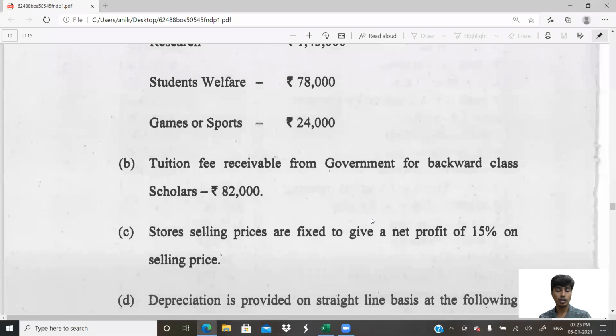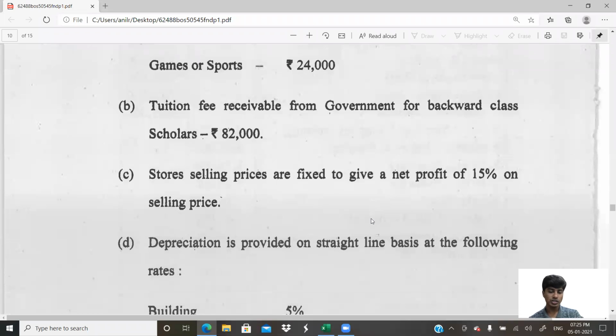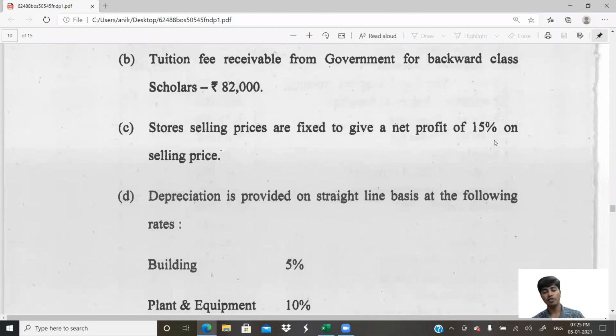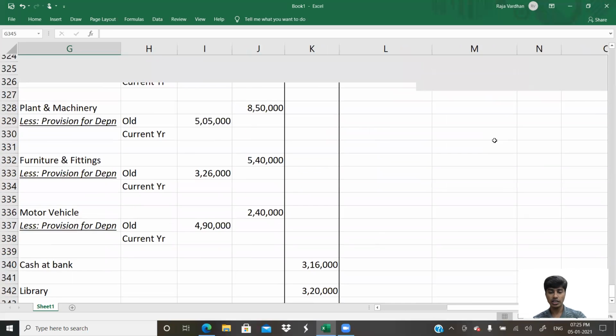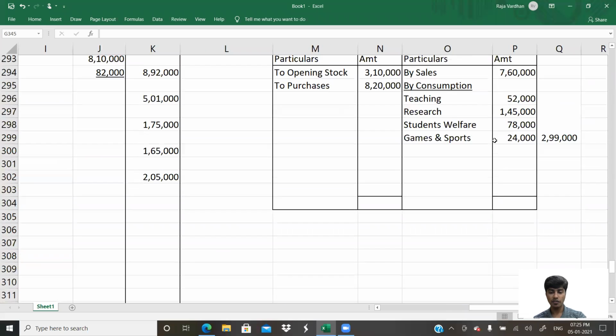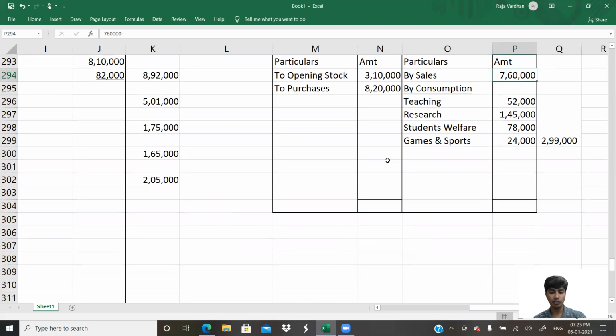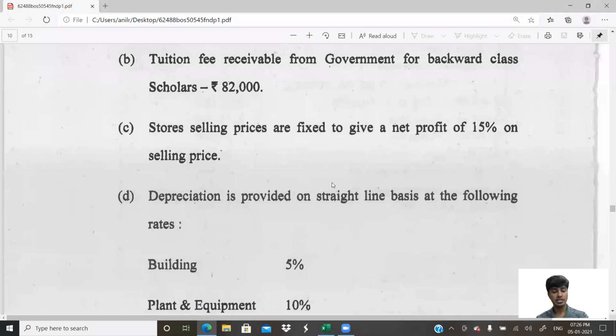Okay. Next, store selling prices are fixed to give a net profit of 15% on selling price. So your stores are there, sales are there, that will give 15% profit. On 7,60,000 the profit margin is 15%. So here I'll write margin. How do I get this margin? 7,60,000 multiplied by 15%. Yes, store selling price has a margin of 15%.